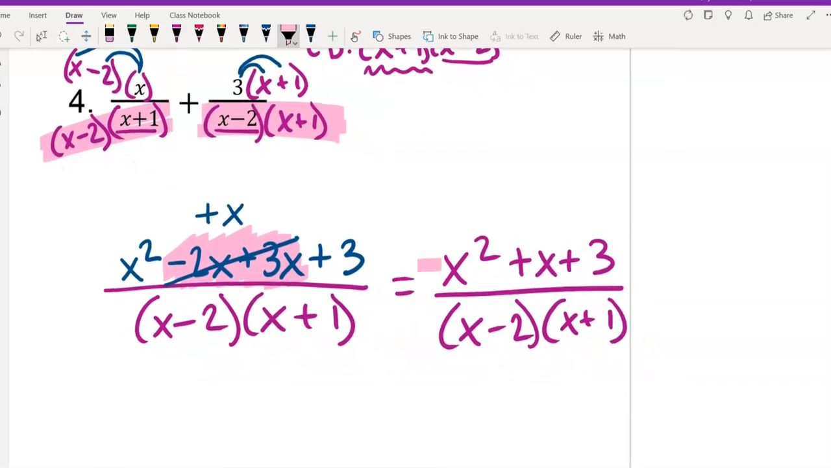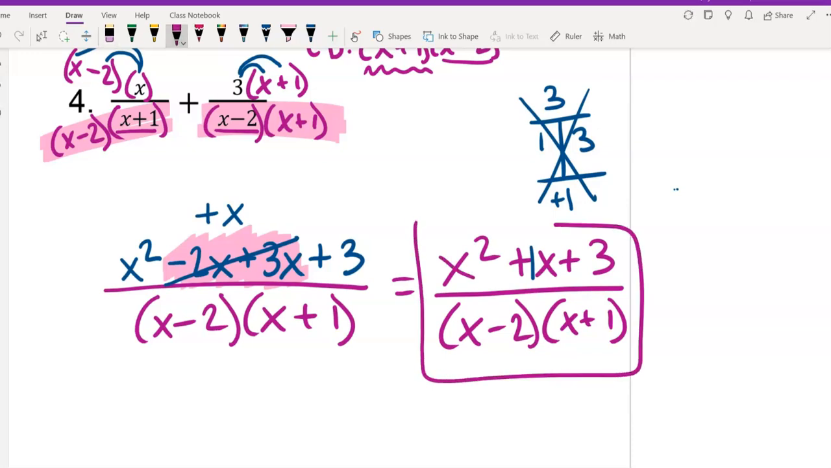Now, we need to see if we can factor this. So it's a quadratic. Let's start a t-chart. At the top, I put 3. At the bottom, I put the b value, positive 1. Factors of 3 are only 1 and 3. Now, 1 and 3, whether they're negative or positive, will never add up to 1. So this numerator cannot be factored. Our final answer is right here.